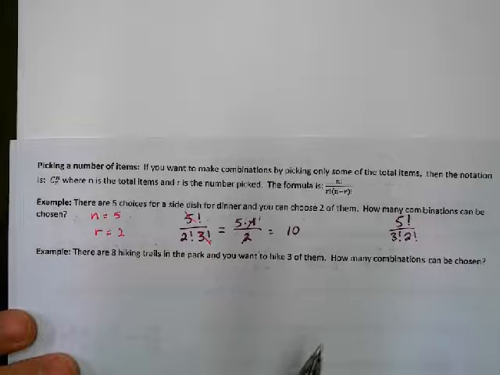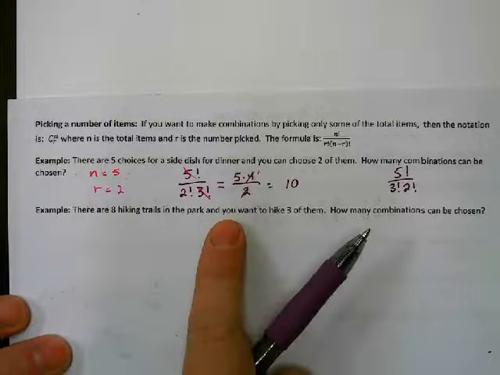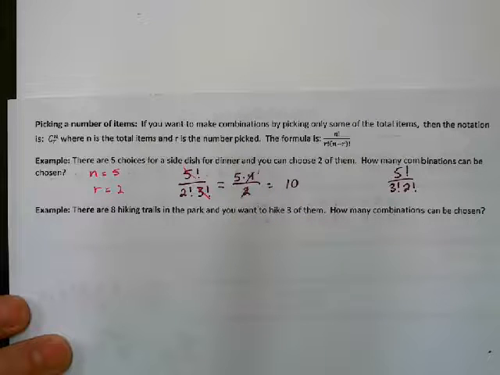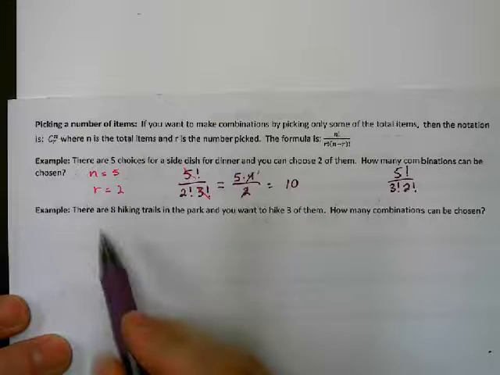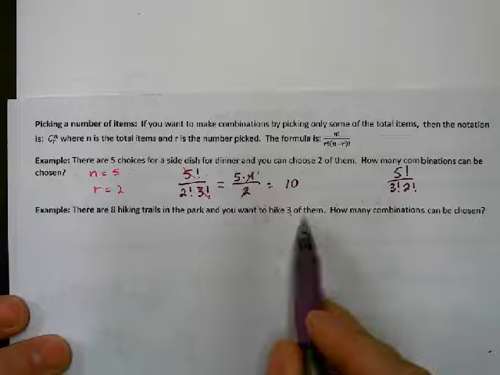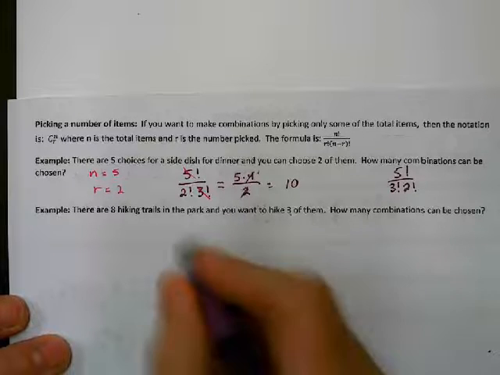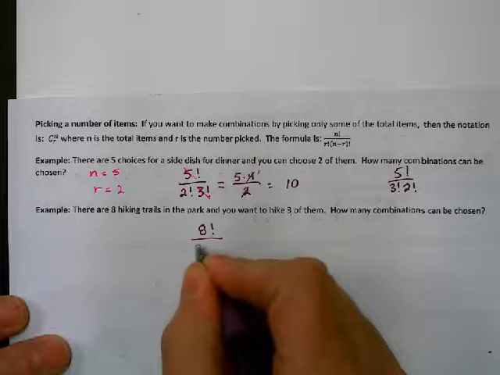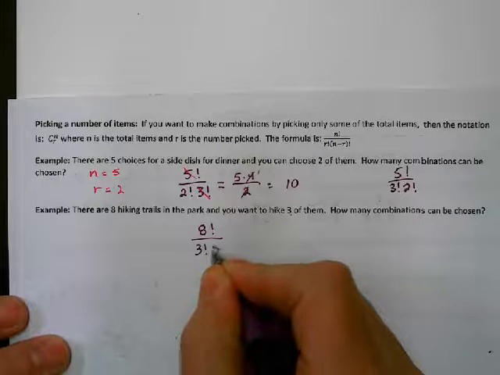All right, there are 8 hiking trails in the park, and you want to hike 3 of them. How many combinations can be chosen? All right, so n is 8. The number of things we're choosing is 3. So this is 8 pick 3. So we're going to do 8 factorial as our numerator. We're picking 3 things, which means we're not picking 5 things.